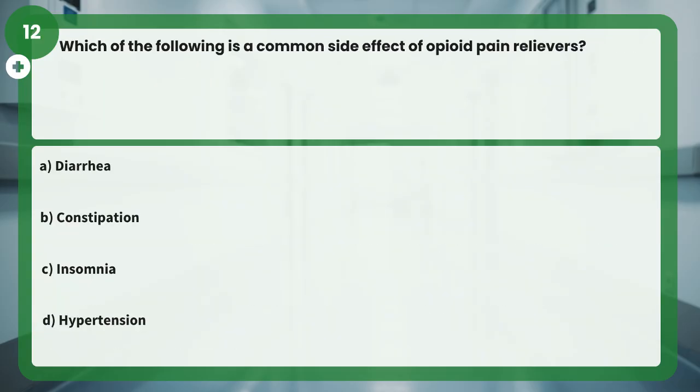Question 12. Which of the following is a common side effect of opioid pain relievers? A. Diarrhea. B. Constipation. C. Insomnia. D. Hypertension.